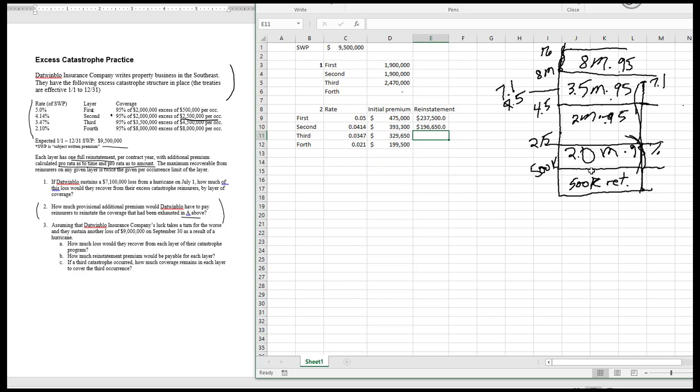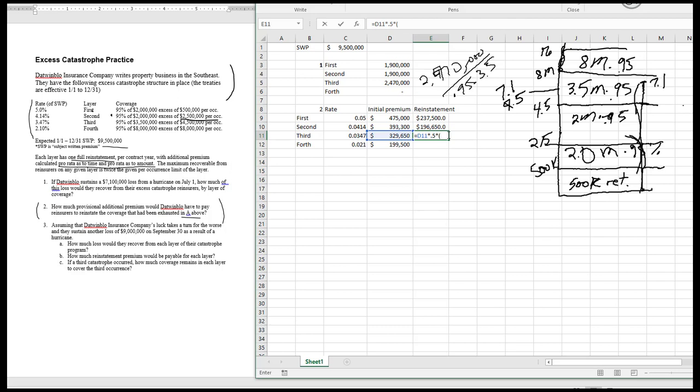Now on the third layer, we only used a portion of that layer. So we know that we want the initial premium times 0.5 times the portion of the layer that we've used, which is simply going to be our $2,470,000 divided by 95% of 3.5 million. It's a bit difficult to read the way I wrote it, but let's do it down here so you can see it. So it's going to be our initial premium times 0.5, which is the pro rata as to time, times the percentage of the layer that we've used.